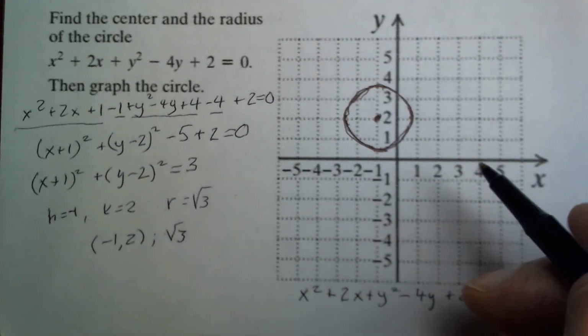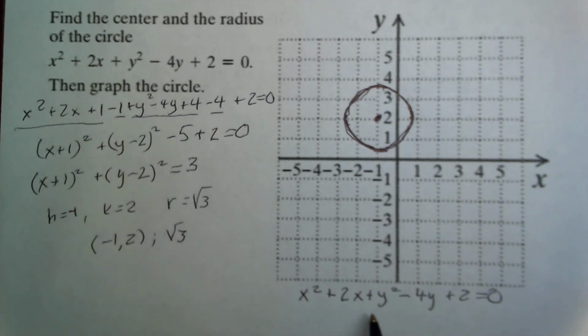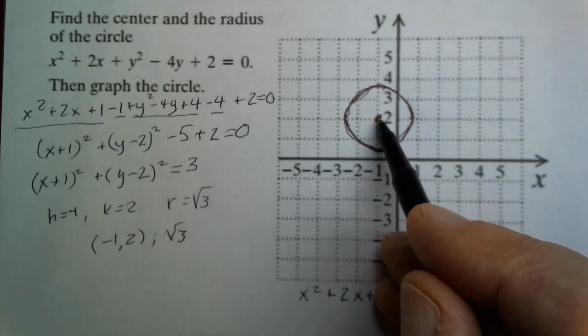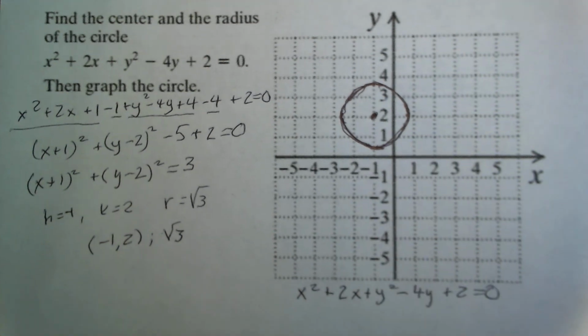Here then is a graph of our circle, x squared plus 2x plus y squared minus 4y plus 2 equals 0, with the center at minus 1 comma 2, and the radius square root of 3. This is the end of section 9.1.